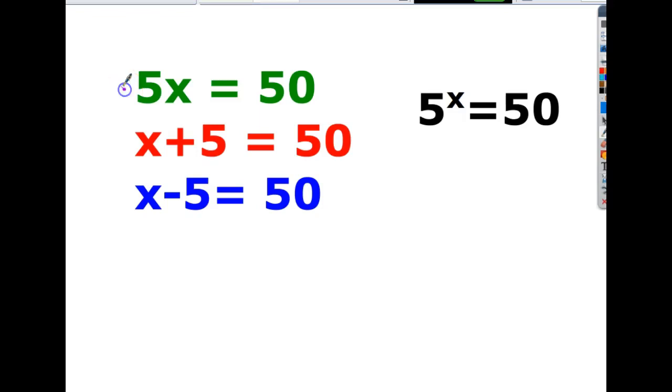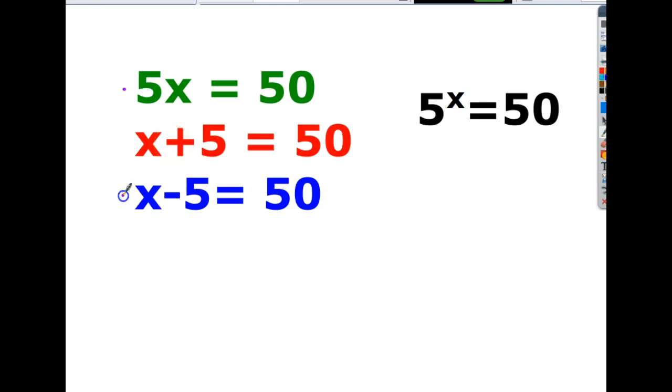What would you do to solve that simple equation right there? You would divide, because dividing is the opposite of multiply. What would you do to solve this equation right here? Subtract, because subtraction is the opposite of adding.